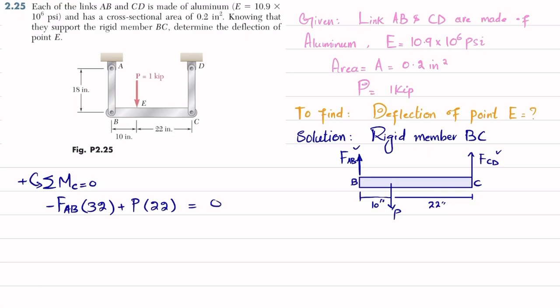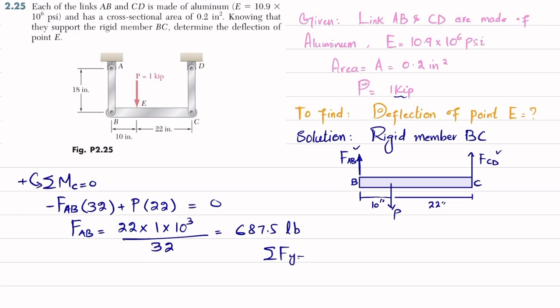So it means that FAB is equal to 22 multiplied by P. P is given as 1 kip, so I will multiply 1 into 10 raised to the power 3 divided by 32. So from here you will get FAB is 687.5 pounds.